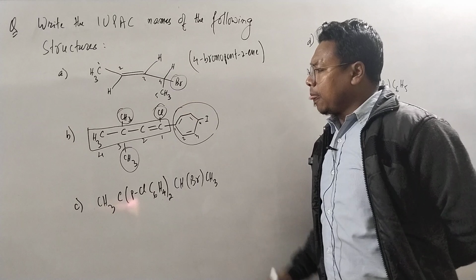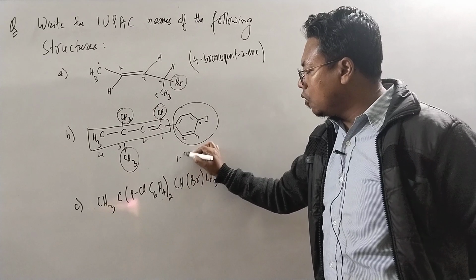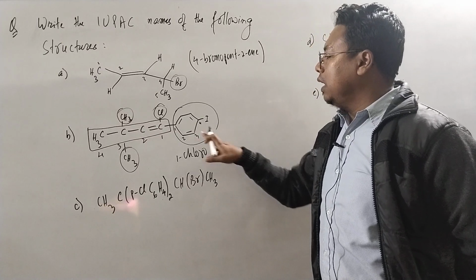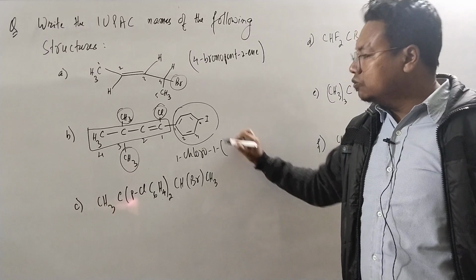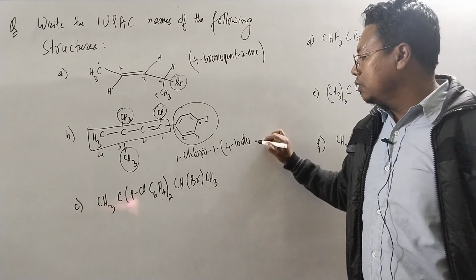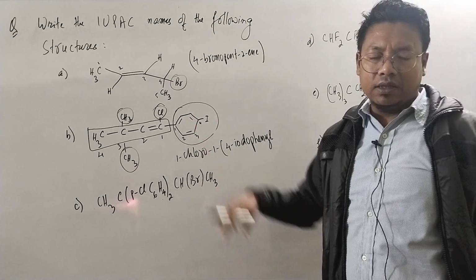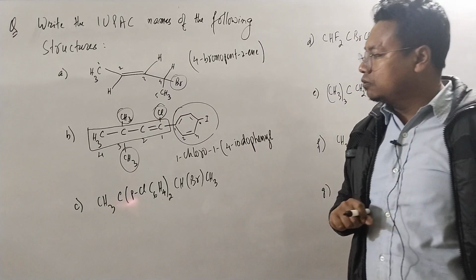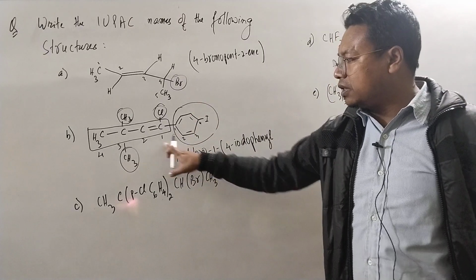So this would be named as 1-chloro, and this is 4-iodophenyl. When benzene is used as a side chain, its prefix is phenyl, 4-iodophenyl, and this 4-iodophenyl is attached to the first carbon atom of the main chain.